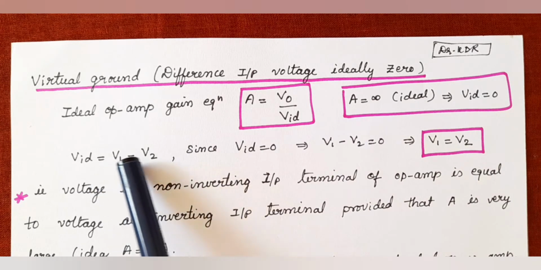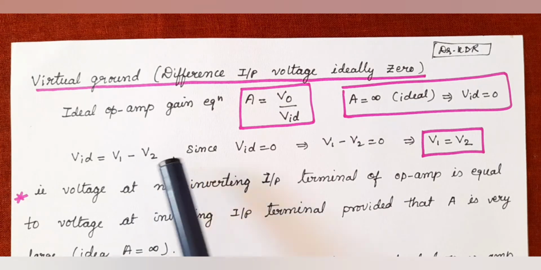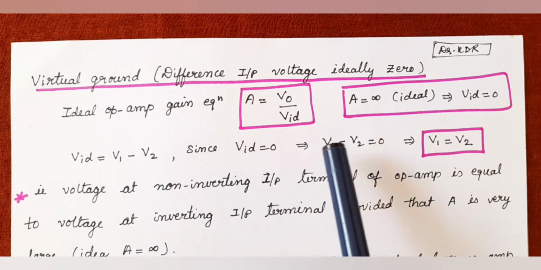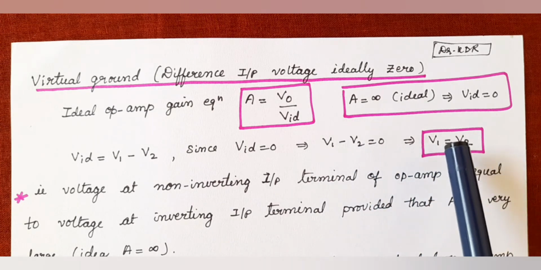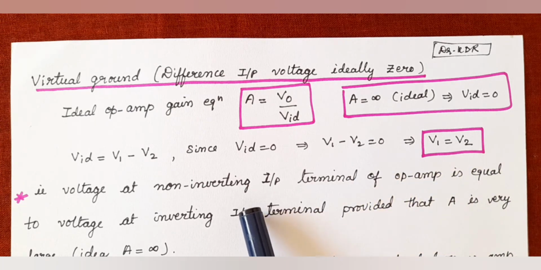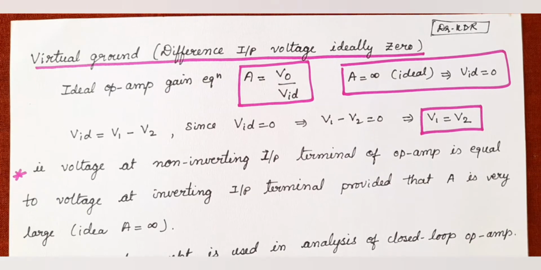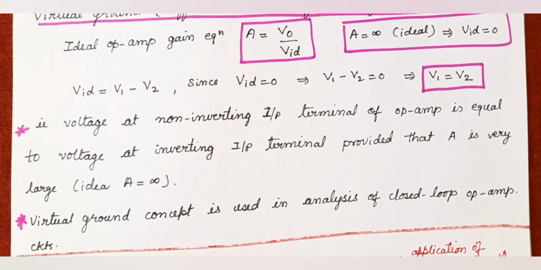What is VID? Difference input voltage. What is its equation? V1 minus V2. Since VID is 0, V1 minus V2 is equal to 0. So what can we write? V1 is equal to V2. In words we can say that the voltage at the non-inverting terminal of the op-amp is equal to the voltage at the inverting input terminal, provided that A is very large. Ideally A is infinity.